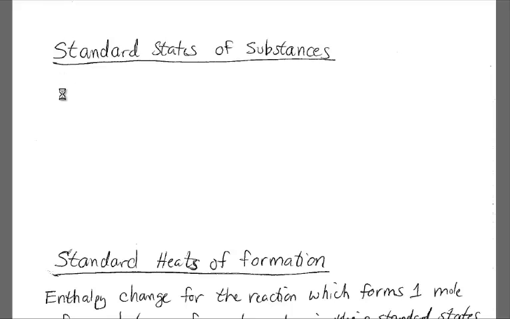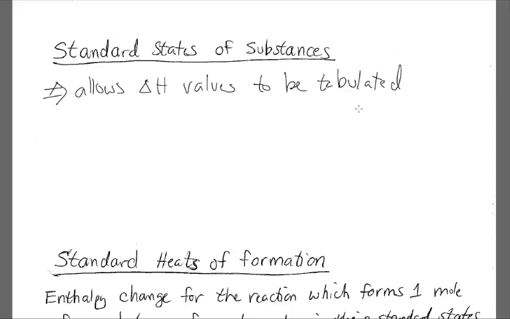We're going to talk about heats of formation, but before we do that, I'm going to define something we call the standard state of a substance. The reason we do this is because defining a standard state allows us to put delta H values in tables. And we want to be able to do that, so we can do some calculations.